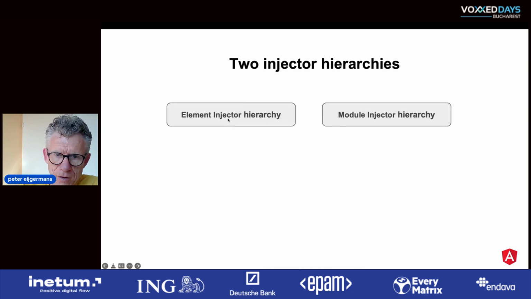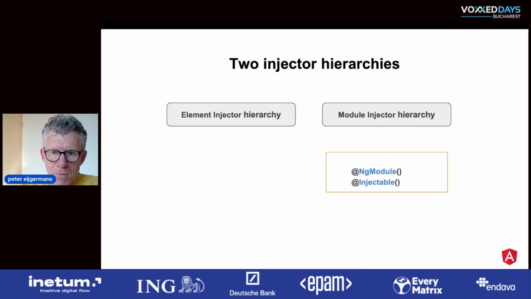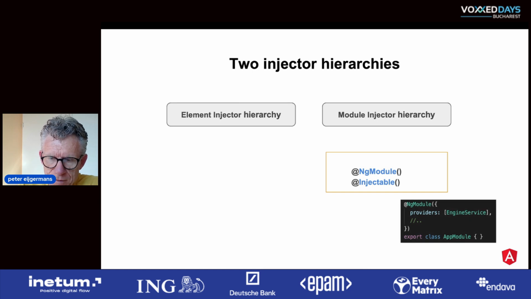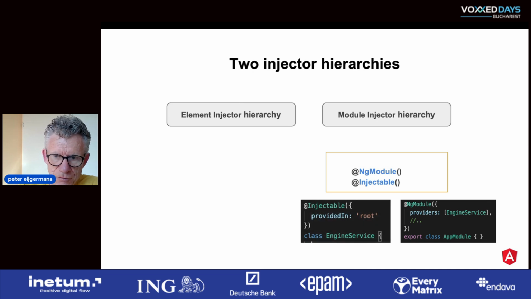What's the purpose of these hierarchies? It determines the scope or the availability of the service in our application. I will show you later in a live example. Module injector: here in the NgModule and injectable, we've seen it already. There we can predefine our providers, our services we want to provide. And this is all that we register at module level.